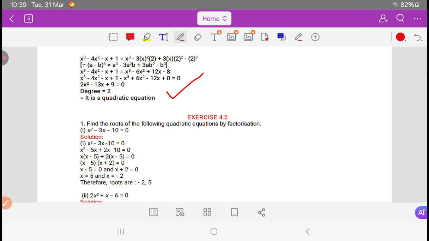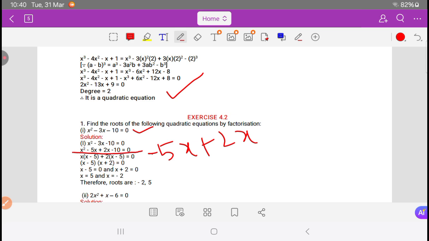And exercise 4.2. Find the roots of the following quadratic equation by factorization. The first question: x square minus 3x minus 10 equal to 0. Minus 3x can be written as minus 5x plus 2x.